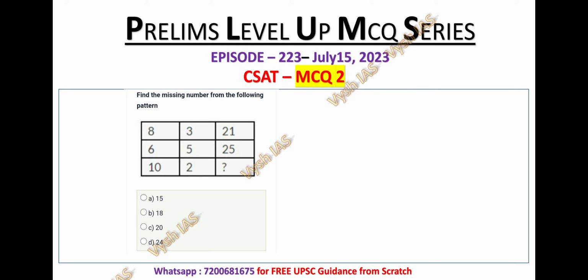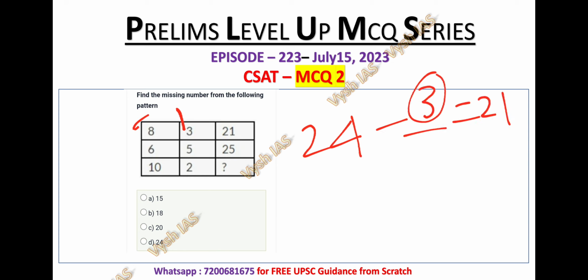Now let's solve MCQ number 2. They have given some pattern. Find the missing number from the following pattern. So we have to find what is the pattern that is approached here. If you carefully observe this, 8 into 3 is 24, right? 24 minus something is equal to 21. 24 minus 3 is equal to 21, and 3 is in the second place. So 8 into 3 is 24, minus 3 is equal to 21.